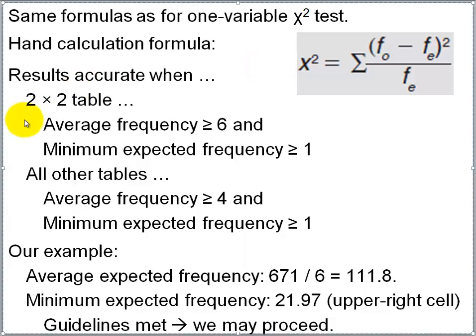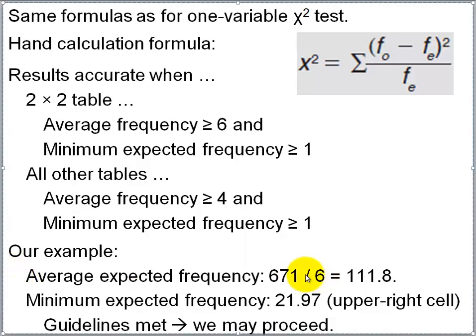Now, results will be sufficiently accurate for a 2 by 2 table when the average expected frequency is greater than or equal to 6, and the minimum expected frequency is greater than or equal to 1. Both of those conditions should be met. And for all other tables, in other words, for all larger tables, the average expected frequency should be greater than or equal to 4, and the minimum expected frequency should be greater than or equal to 1.